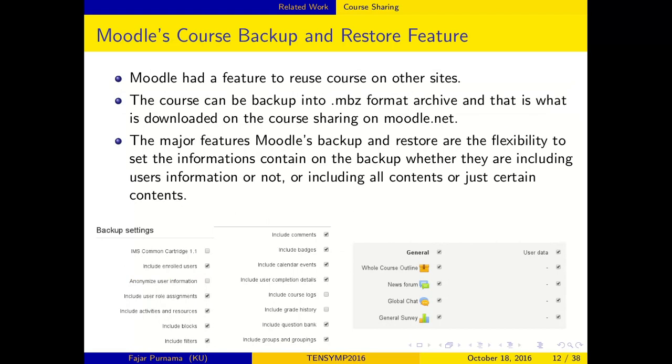And if we want to share our course, we can back up our course using Moodle's backup and restore feature. Moodle has a feature to reuse a course on another site, which is this one. The course can be backed up into a .mbz format archive, and that is what is downloaded on the course sharing on Moodle.net. The major features of Moodle's Backup and Restore are the flexibility to set the information contained in the backup, whether including user information or not, or including all contents or just certain contents.